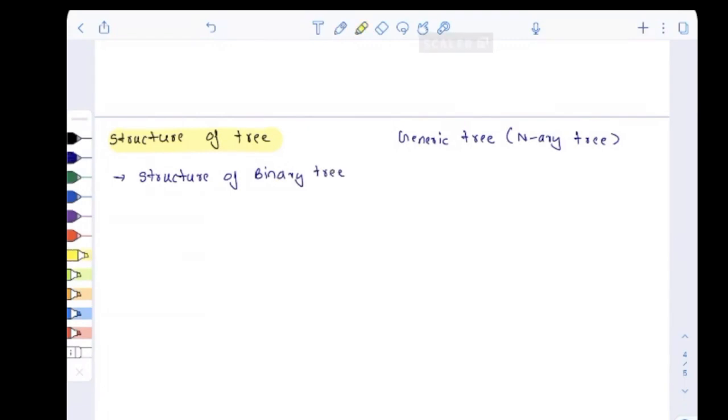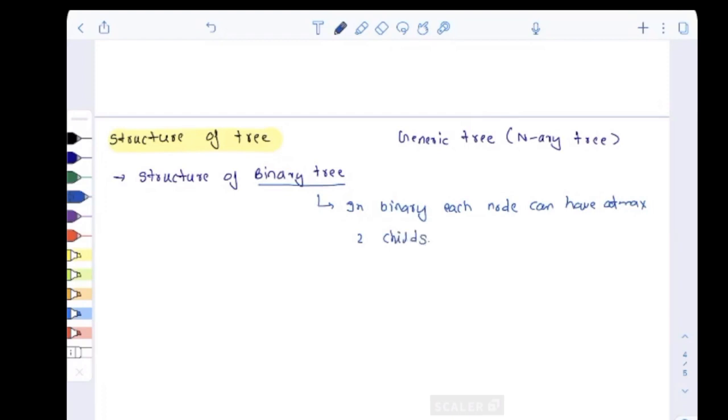Now tell me, by looking at this word binary, what is coming to your mind, guys? What do you feel around this word binary tree? Yeah, binary means bi means 2. So a binary tree is a tree in which every node is going to have at max 2 children. So in a binary tree, each node can have at max 2 children.